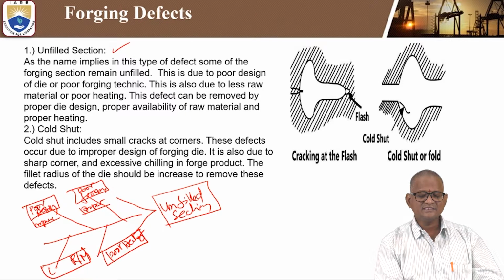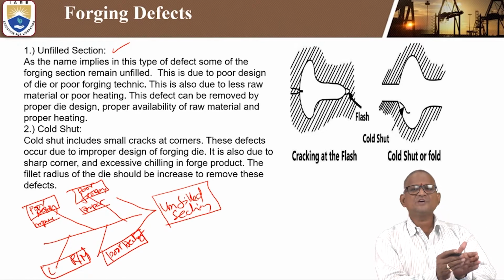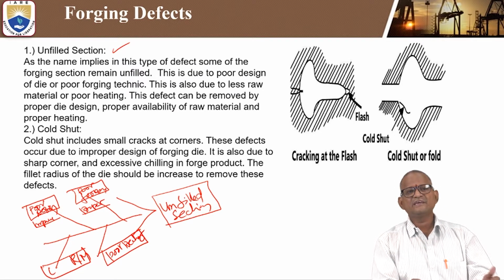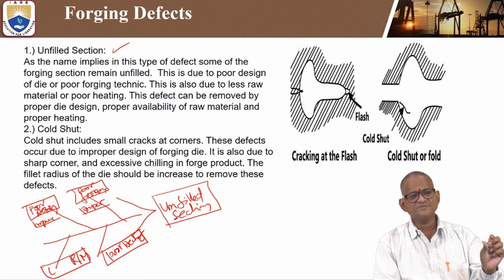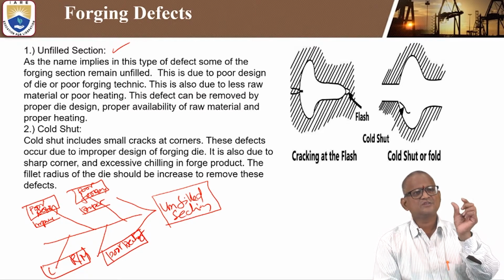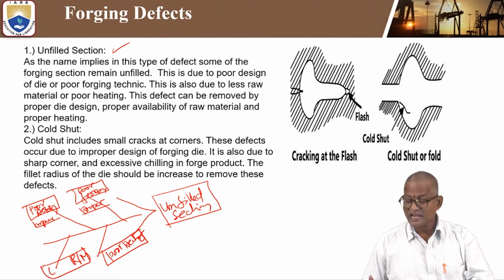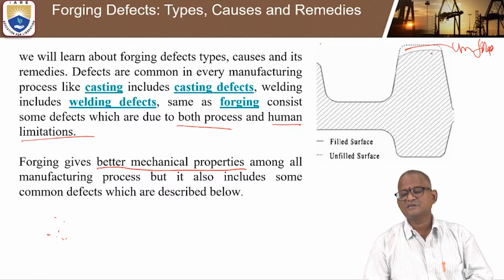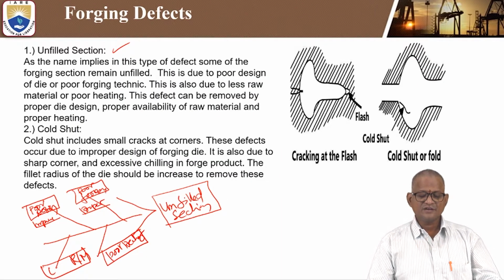Very little raw material means, for example, if 50 grams is needed for filling the die, you should use 50 grams of raw material. Suppose you use 45 or 48 grams, then the 2 grams will be unfilled. There will be a gap in the shape of the forging. That is why it is an unfilled surface, and the unfilled section defect is obtained.